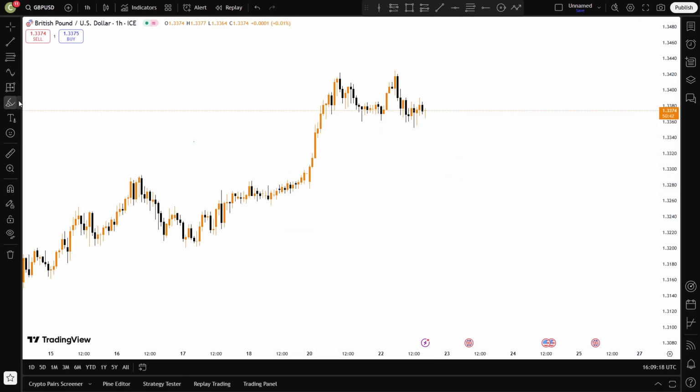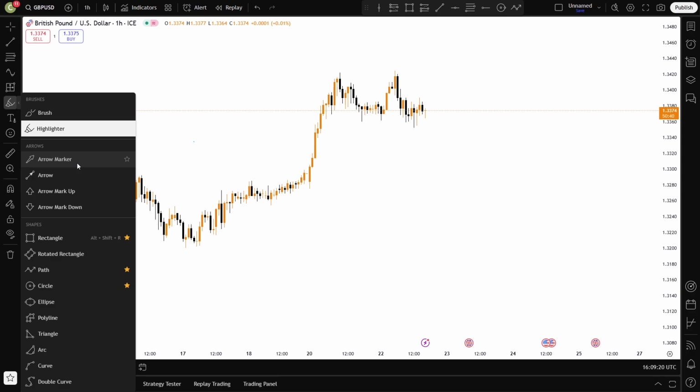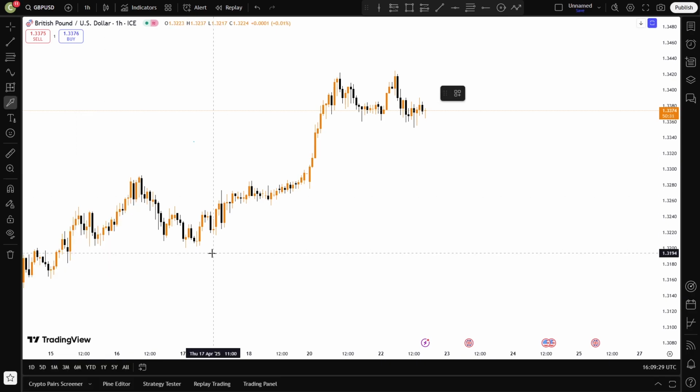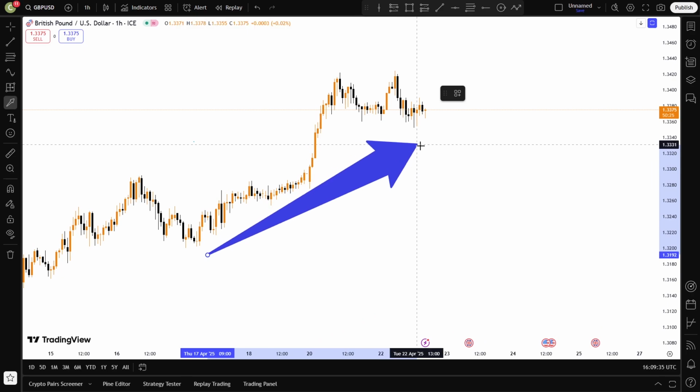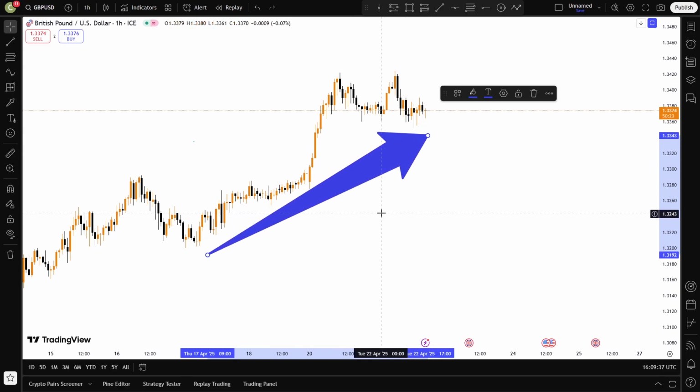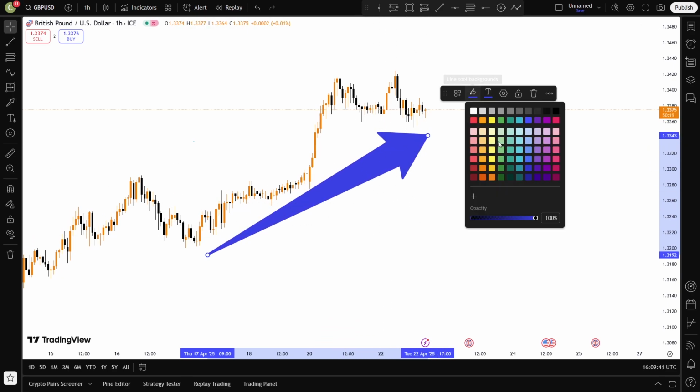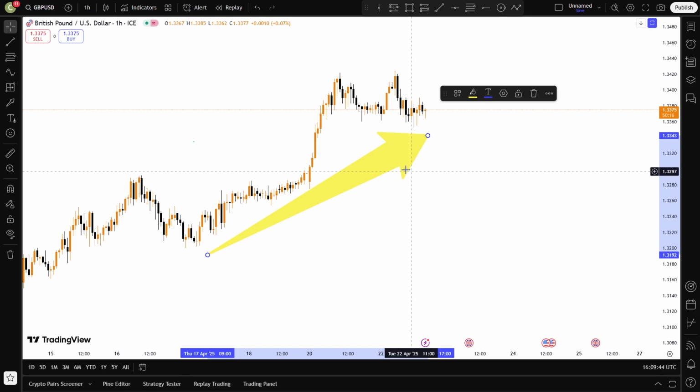Now we move to the arrows. So the arrows, we have the arrow marker. The arrow marker draws a small arrow icon for a clean directional signal. You click on one point, you extend it to the other, and then there you have your arrow drawn. You can also change the color as well using that toolbar.